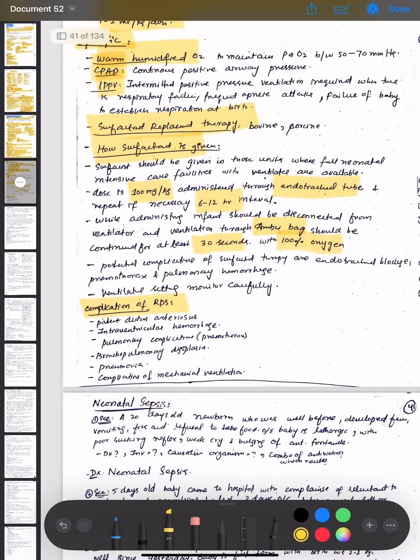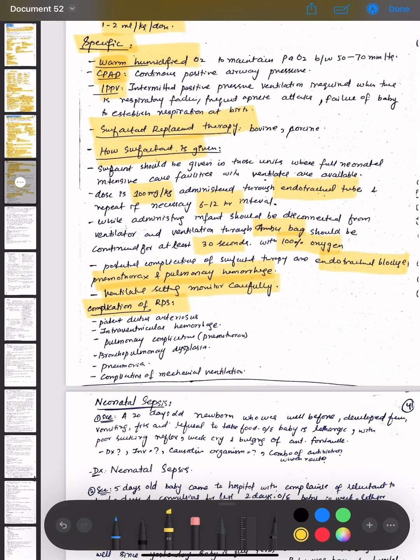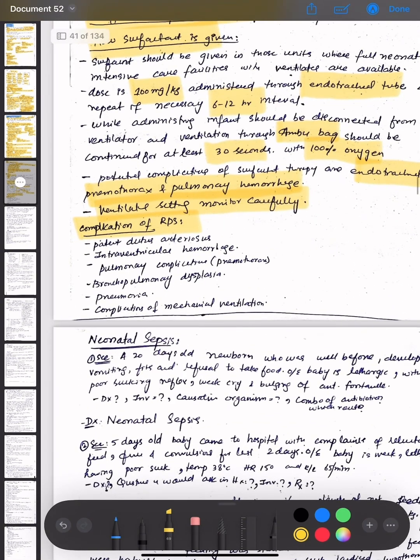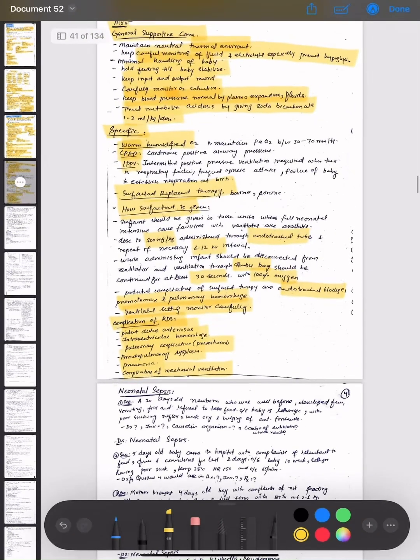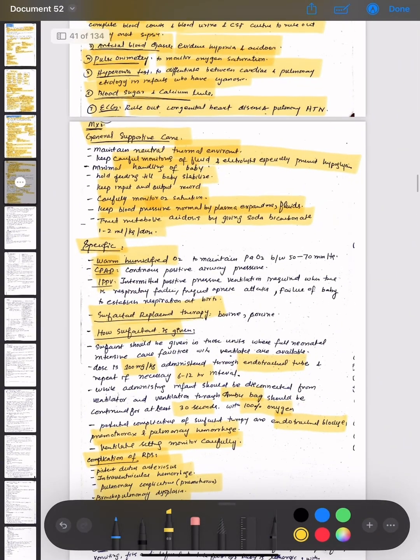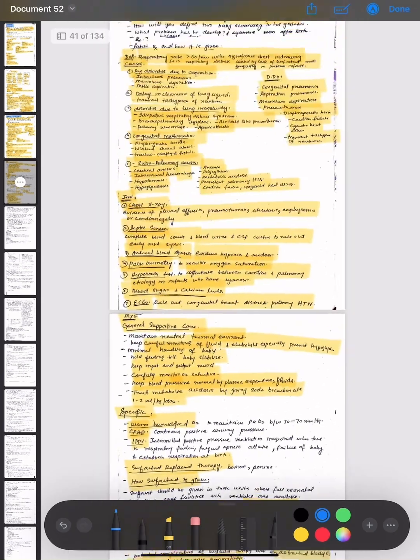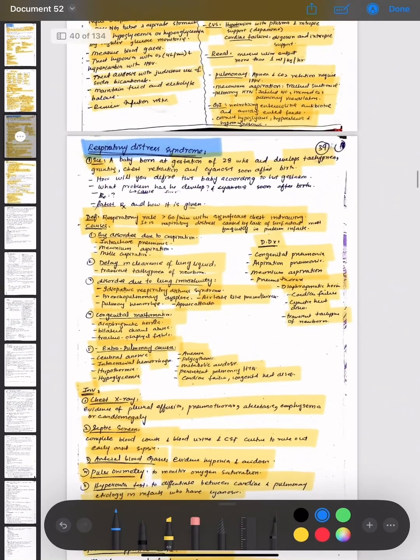Complications of surfactant therapy are endotracheal blockage, pneumothorax, and pulmonary hemorrhage, so ventilator settings should be monitored carefully. The complications of RDS are patent ductus arteriosus, intraventricular hemorrhage, pulmonary complications, that is pneumothorax, bronchopulmonary dysplasia, pneumonia, and the complications of mechanical ventilation. These are the complications of acute respiratory distress syndrome.